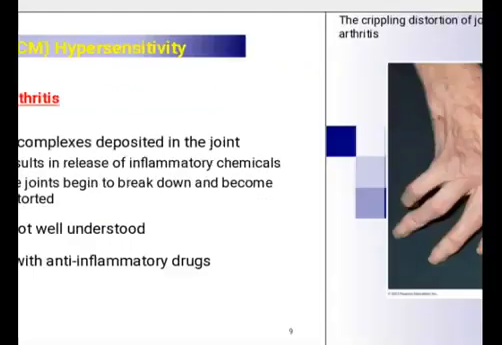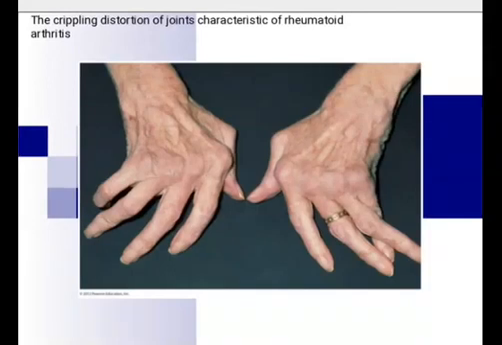Then the next one is the image which shows the crippling distortion of joints, which is the main characteristic of rheumatoid arthritis. Similar joints are affected in this condition.